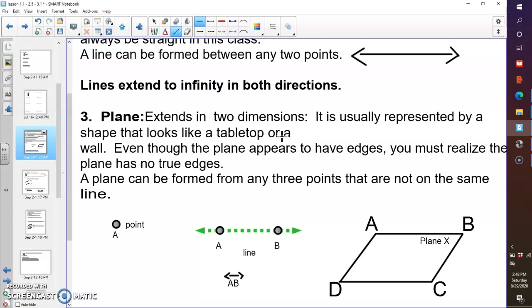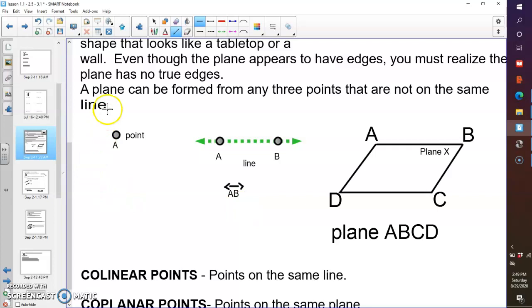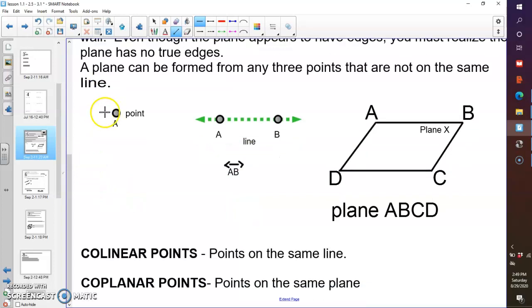And a plane can be formed by any 3 points that are not on the same line. So you can't say any 3 points because this line right here has an infinite amount of points on it. So there's 3 points on this line. But if we take a look at this plane right here, we have points A and B, which form a straight line, and then we need at least 1 point off that line. In this case, I'll choose C. I could have chosen D as well, but we'll use C, and that allows it to have some width. So when we have 3 points and one of those 3 points is not on the line, we have a plane. And those are our 3 most basic figures.